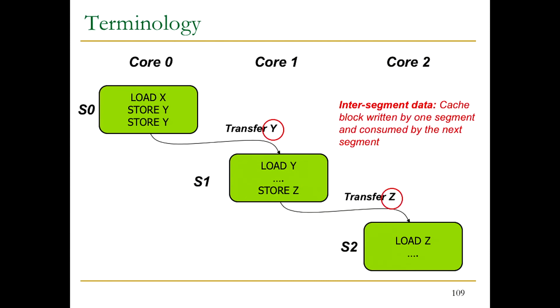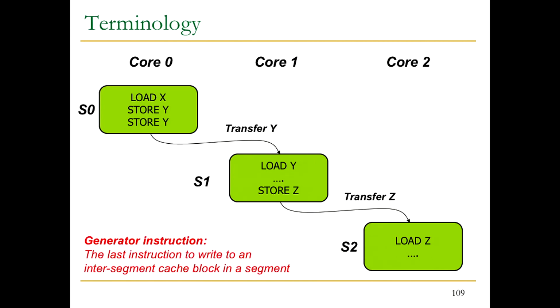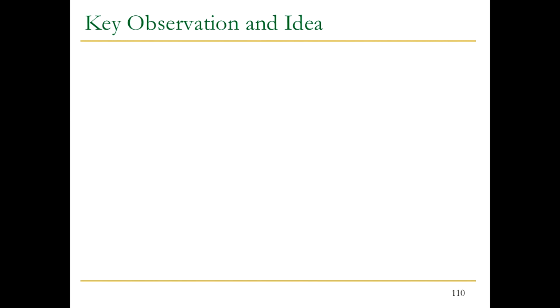Okay, so this is inter-segment data, basically. And that's transferred in cache blocks, Y and Z. A generator instruction is the last instruction to write to an inter-segment cache block in a segment. So the store Y is generating this inter-segment data. Store Z is generating this inter-segment data. So if we can somehow find these generator instructions and mark them, maybe we can do a much better job.